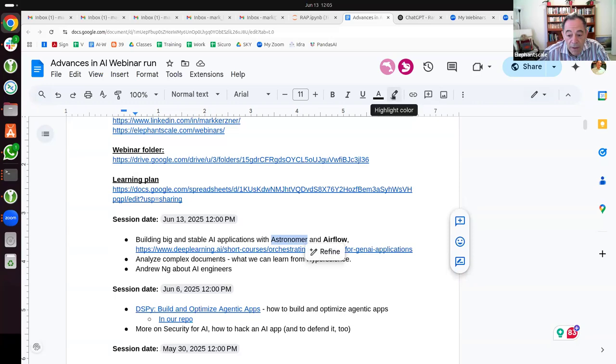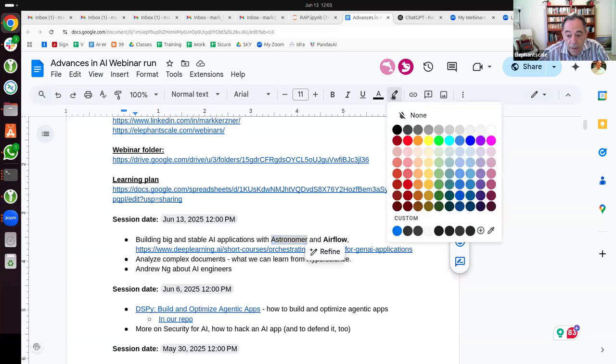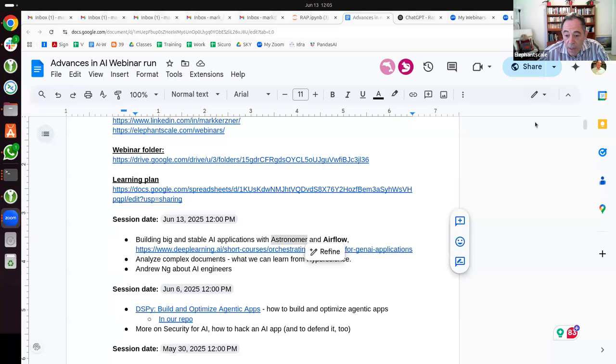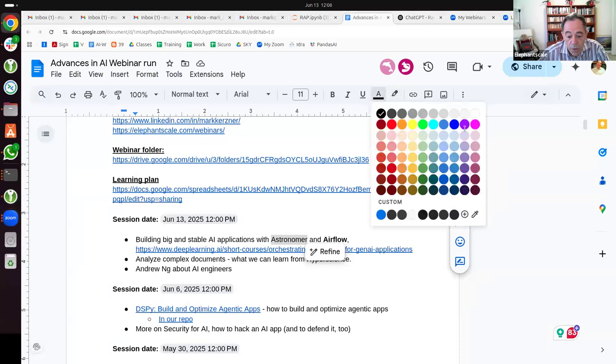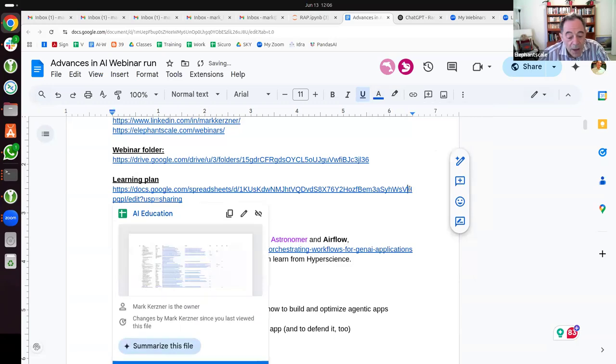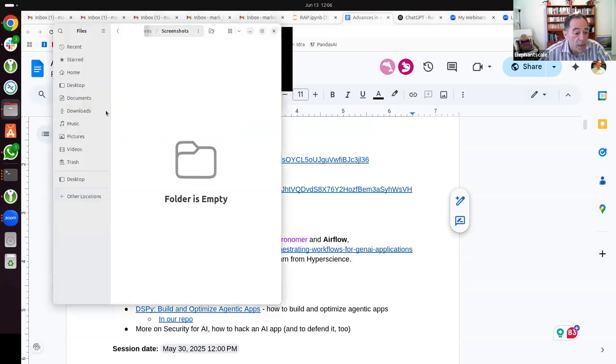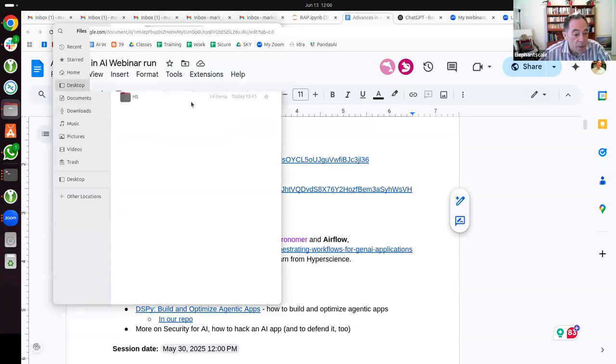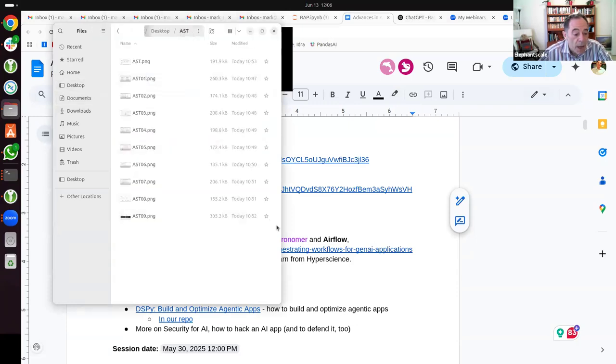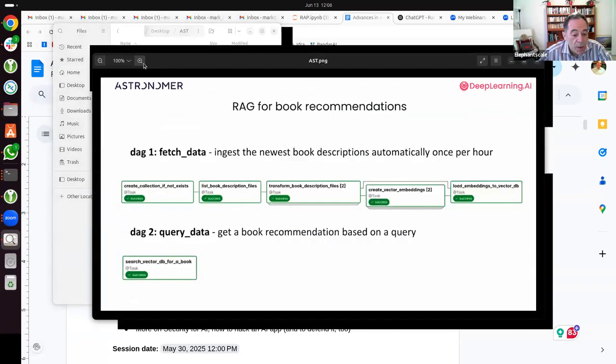They have put it in color. And they have given you essentially a platform to run Airflow. Now, let us go a bit more in details. Right here, I prepared those pictures for Astronomer, and I will show you these pictures.